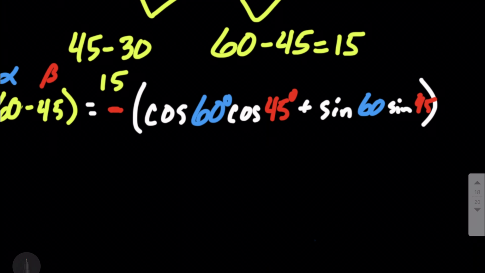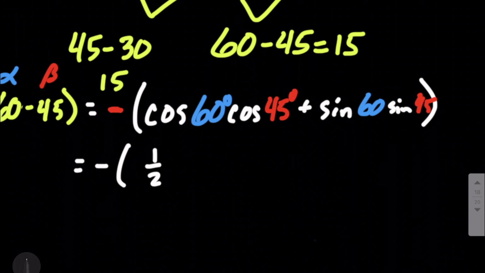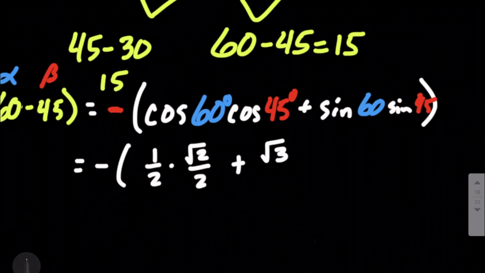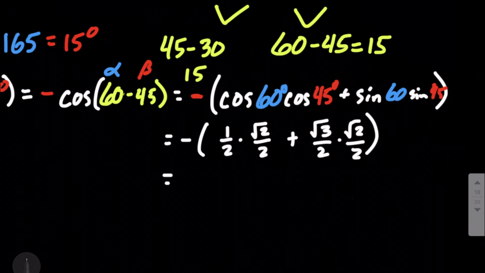So from here, if we want to reduce down and get a better answer, what I'll do is go ahead and bring that negative along from the outside. And then we can evaluate cosine of 60 degrees. Hopefully the nice known value here is going to be 1/2, multiplied by cosine of 45, square root of 2 over 2, plus sine of 60. It's going to be square root of 3 over 2, multiplied by sine of 45, square root of 2 over 2. All right, this will reduce down a little bit further.